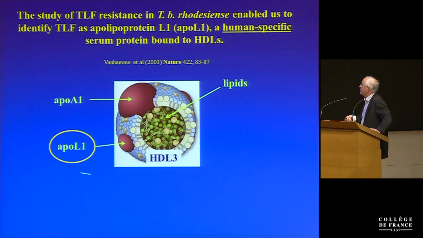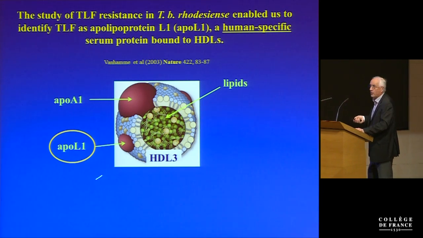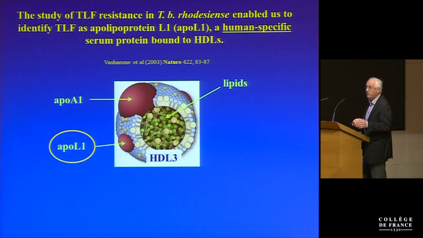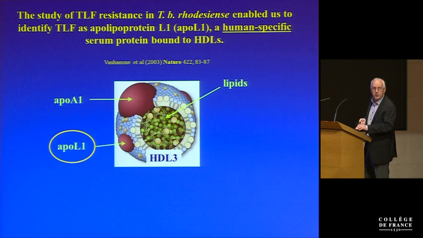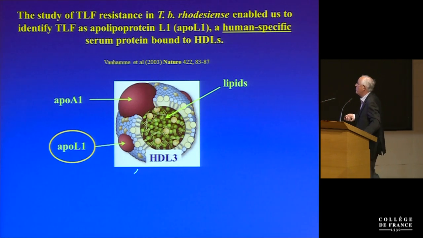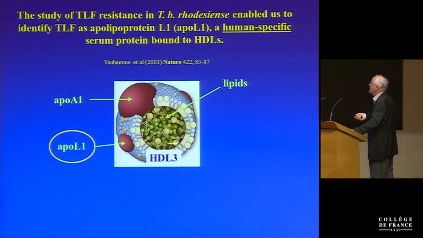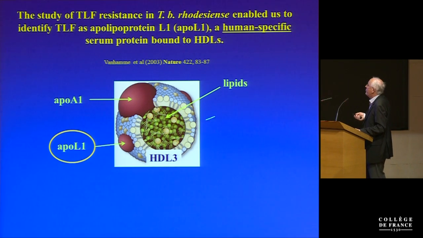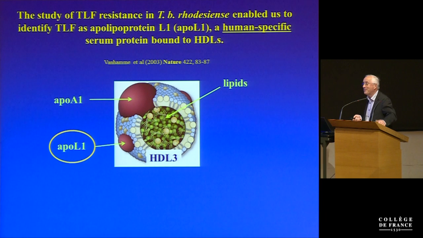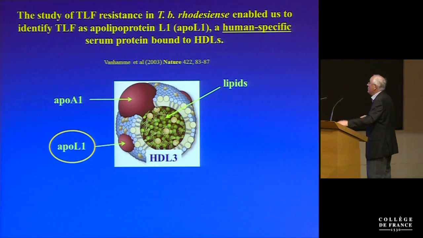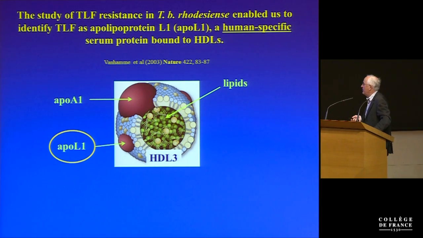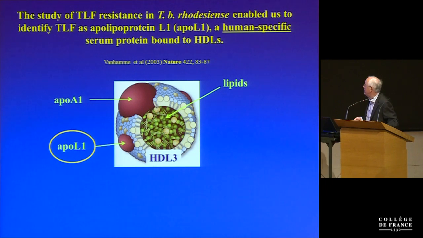In these particles, ApoL1 is a minor component, and you shouldn't confuse it with apolipoprotein A1, which is the major component of these particles. So ApoL1 happens to be a minor component of HDL3 particles. And again, it's important to keep in mind that ApoL1 is a human-specific protein, human and gorilla-specific protein. So we proposed that that protein was the lytic factor for several reasons, as you will see.